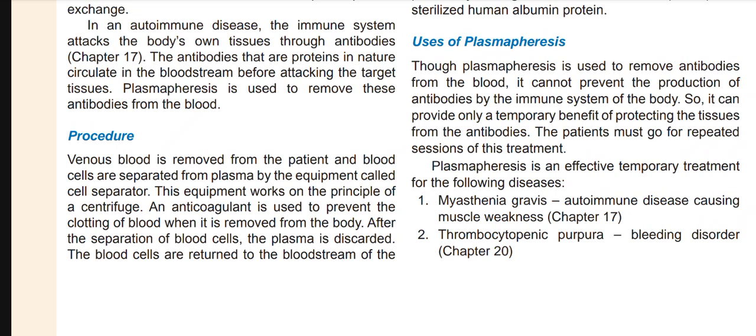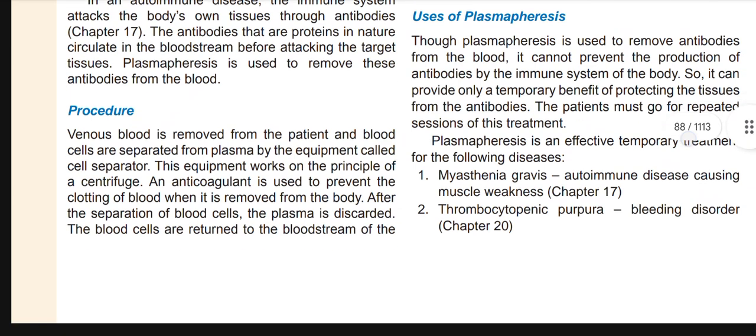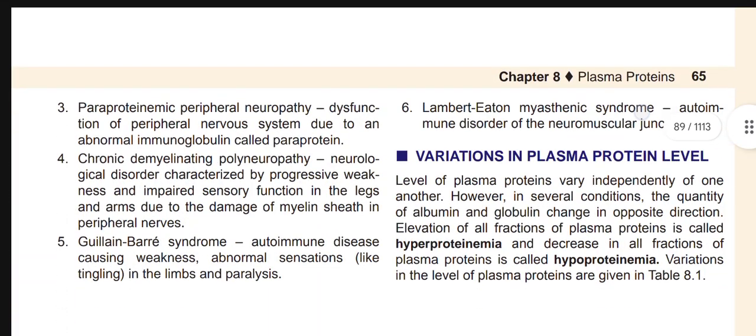Plasmapheresis is an effective temporary treatment for the following diseases, like myasthenia gravis. What is this? It is an autoimmune disease causing muscle weakness. Then thrombocytopenic purpura. It is a bleeding disorder. Then paraproteinemic peripheral neuropathy. It is dysfunction of the peripheral nervous system due to an abnormal immunoglobulin called paraprotein.